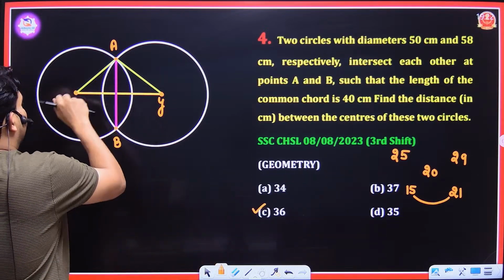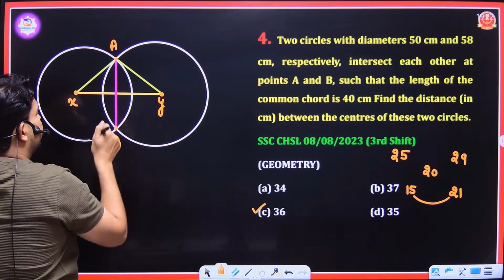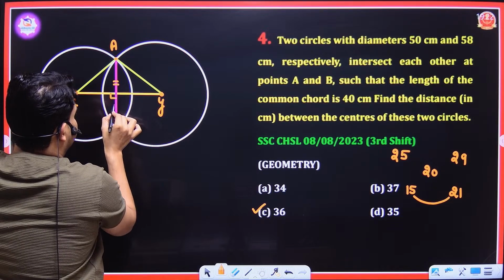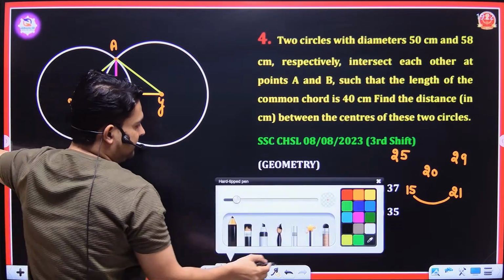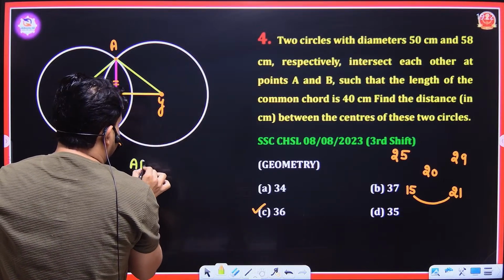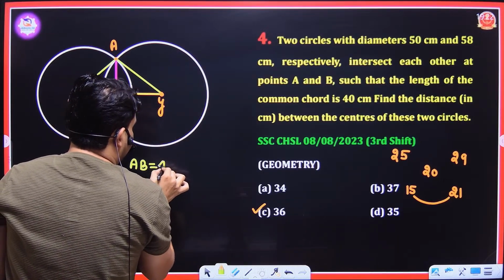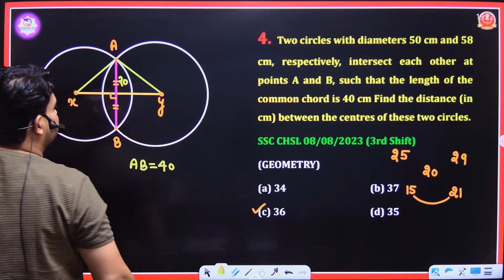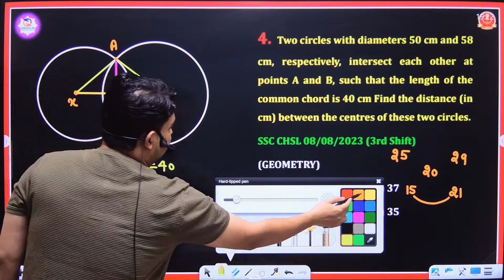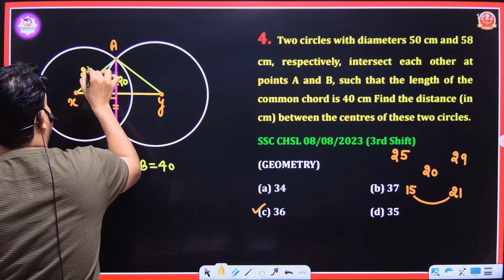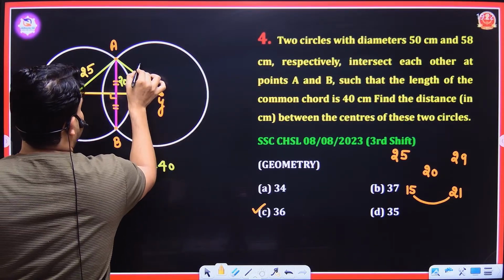If from the center of a circle we draw a perpendicular to any chord of the circle, then it bisects the chord into two parts. The length of AB is what, 40 centimeter. Then half of 40 is 20. So this length is 20, and the radius is 25. And for the other circle, this length will be 29.